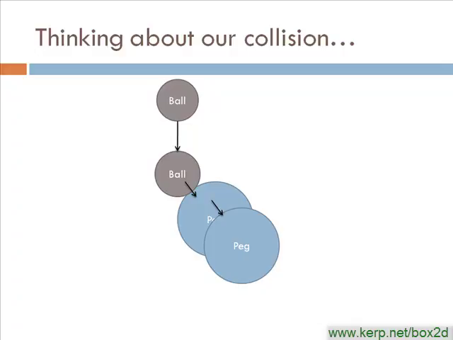This is what's called the normal vector of our collision. And I believe this normal vector really just points from the center of one shape to the center of the other shape. And intuitively, we can tell this just seems to be the better initial vector that we want to be using for our collision. So let's go back to our code and make this happen.